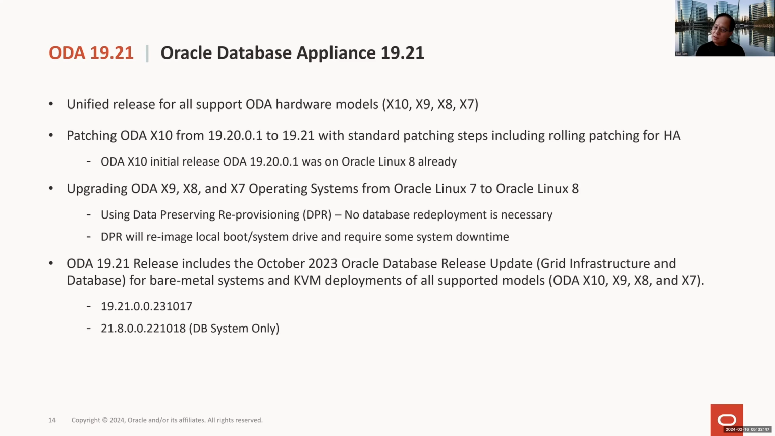But this version is a little special because it's a unified release. We sort of diverged when we introduced X10, because that was introduced with Oracle Linux 8. And the version of 19.20 for models X9, X8, X7 was still on Linux 7. So this version put all the models under Oracle Linux 8. To upgrade the operating system in the ODA software, it's a major deal. So that's why we have to treat it a little differently. And this is what we're going to talk about today in the demo.